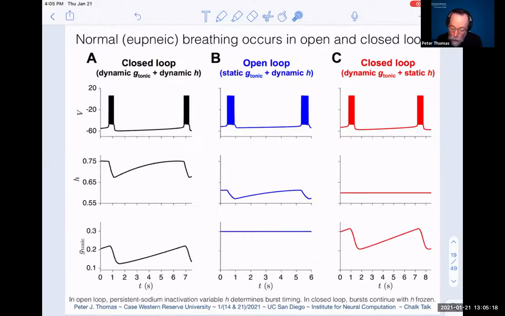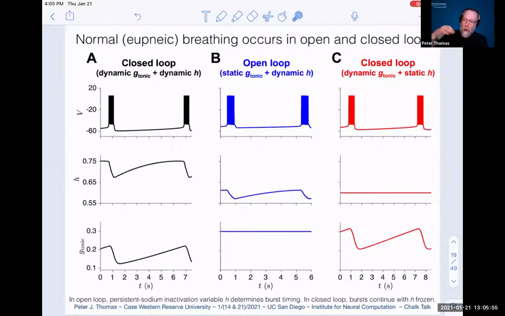We can also take a closed loop model where we allow the feedback to come back, but we freeze the value of the H gate. So we don't let the inactivation level of the persistent sodium channel change. In that case, we can also get a breathing rhythm. That already suggests that in the closed loop model, the mechanism that drives the timing of breathing is different. Because if you take the variable that normally controls the timing and make it constant, as you see here, the H gate is just constant, you can still breathe. So how is that possible?